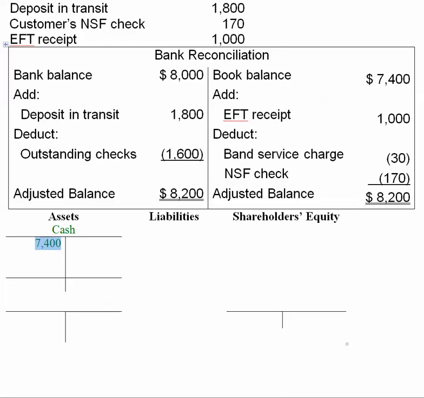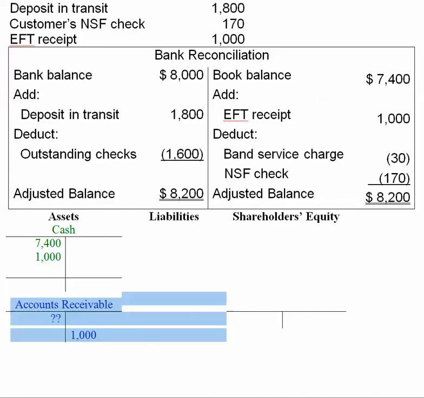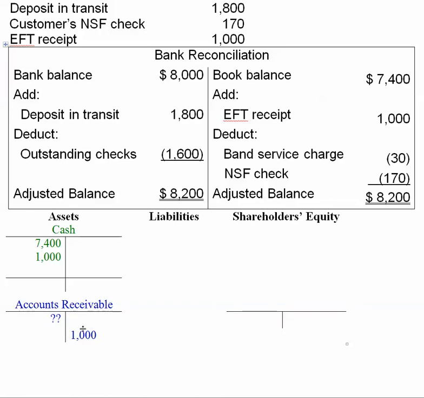The first one is that receipt from, we'll say, a customer for services on account. So we're going to add 1,000 to our cash to get it to 8,400. And for the other side, you would need a little more information, but I'm going to tell you it's from a customer, and they had owed us $1,000. So you're collecting your receivable. So 1,000 and 1,000. The next one is the bank service charge. That's going to reduce your cash. They would probably call that miscellaneous expense, or bank service charge expense.